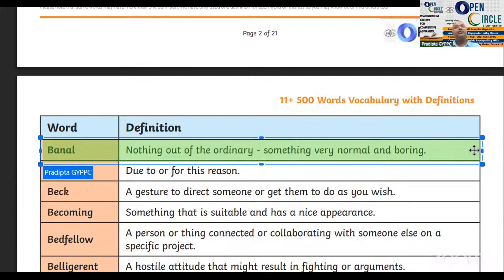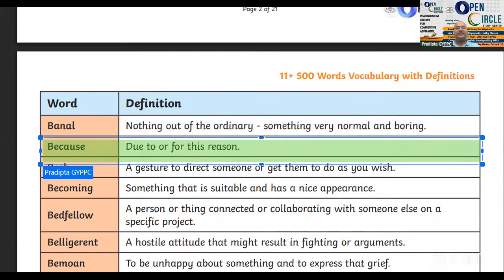We use some more words also for banal, like vapid. Suppose in a curry, you add very little amount of spice. So you say it is a banal curry, got it? Simple.